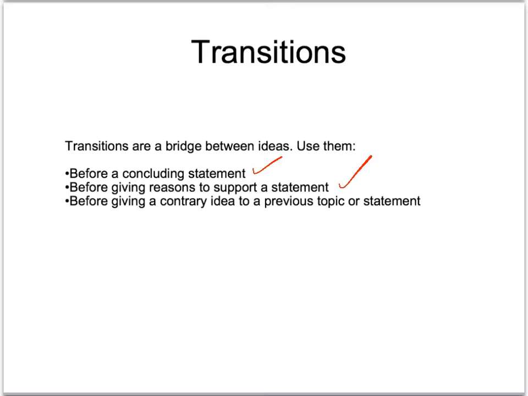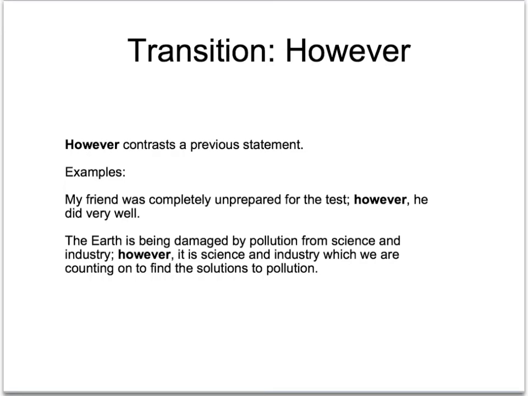And finally, before giving a contrary idea to a previous topic or statement that was made, I might say that some condition, but then the result of that condition is not what you would have expected, or it might be the opposite of what you would have expected. So in that case, you would also use a transition word. There are 4 transition words that we'll talk about in this unit.